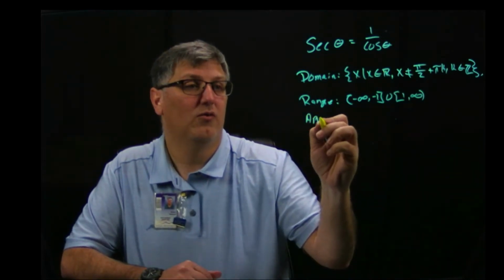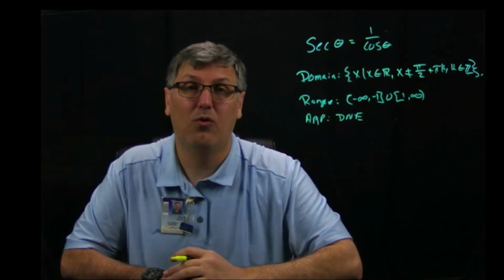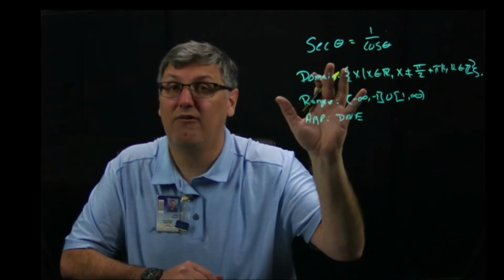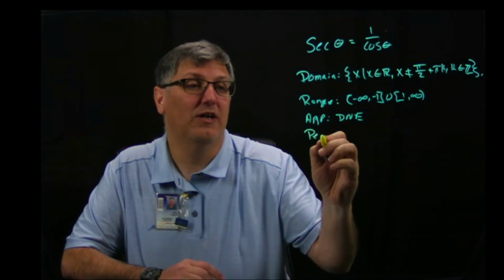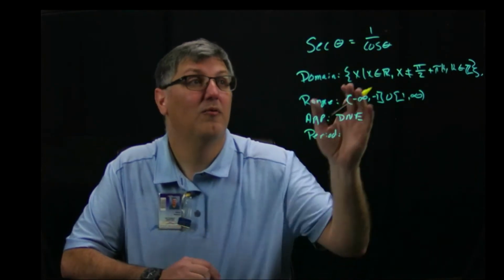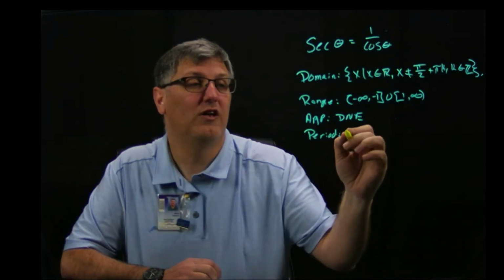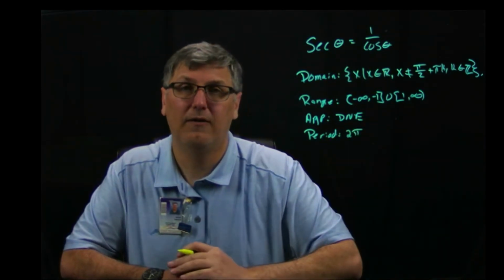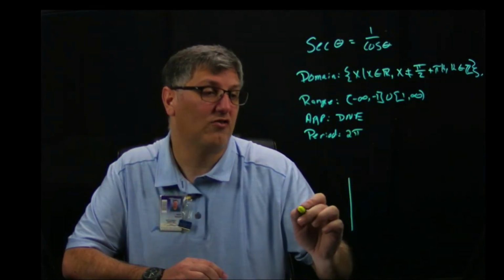Amplitude, once again, will not exist because there is not a maximum or a minimum to this graph. Therefore, it's not going to have an amplitude. And my period is going to be the same as cosecant because cosine and sine both have a period of 2 pi. Secant and cosecant will also have a period of 2 pi. All right, so let's take a look and see how this graph actually looks.